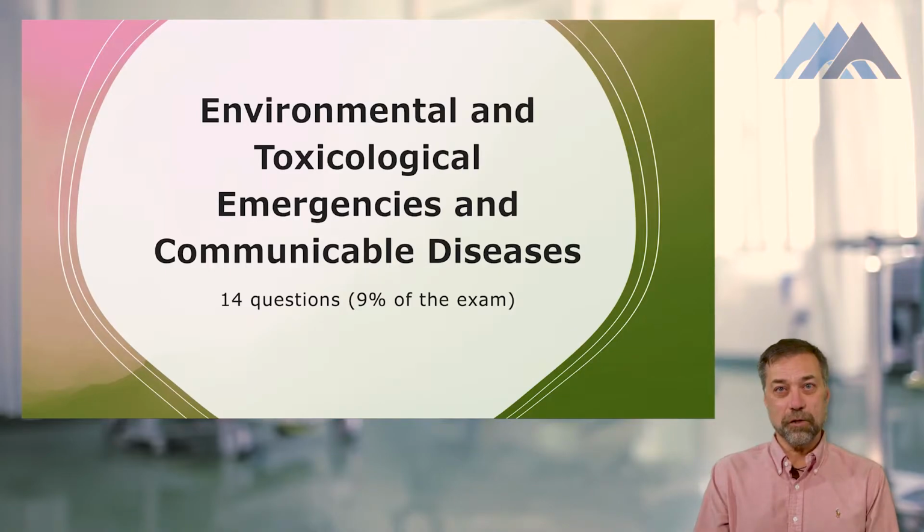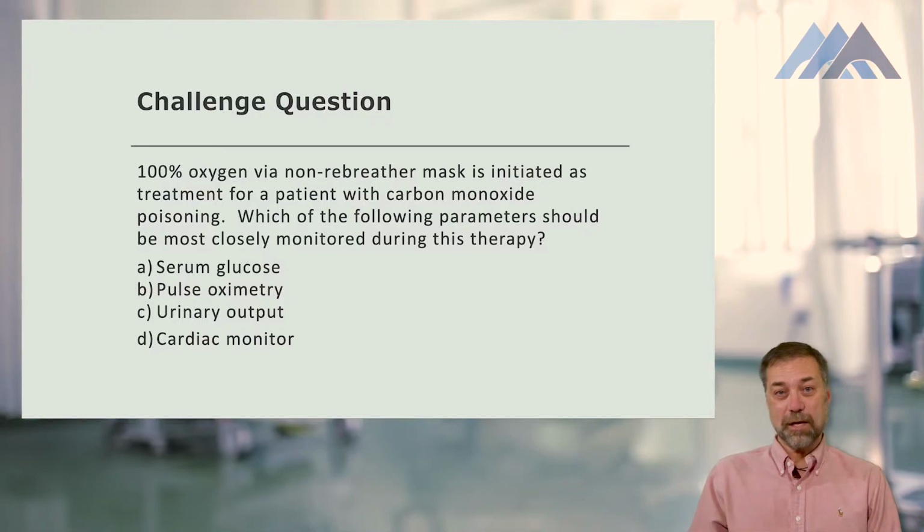So with that introduction, let's do the first challenge question. Ready? 100% oxygen via non-rebreather mask is initiated as treatment for a patient with carbon monoxide poisoning. Which of the following parameters should be most closely monitored during this therapy? A, serum glucose, B, pulse oximetry, C, urinary output, or D, cardiac monitor? Now remember, I'm going to give you the answer in a bit, so see if you can get it correct.